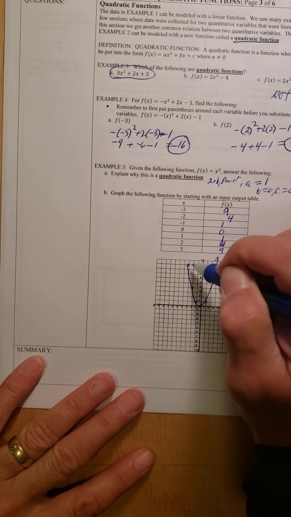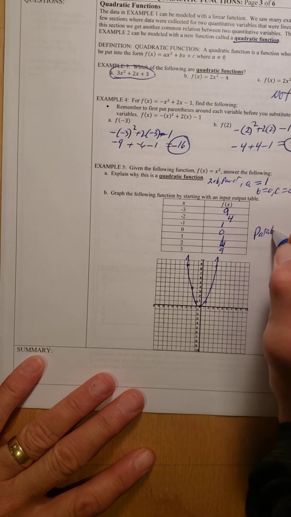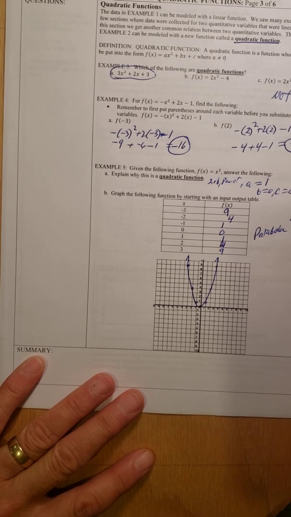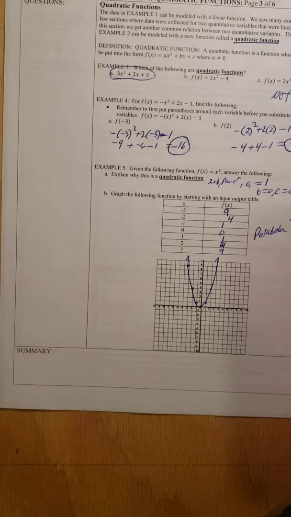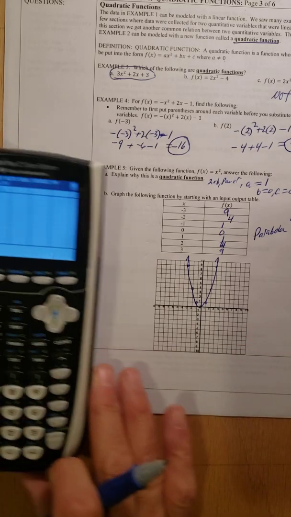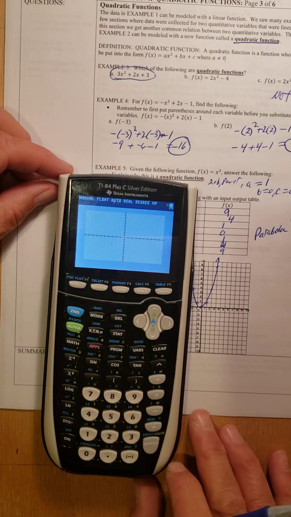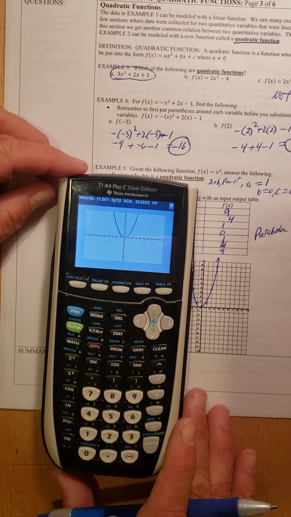Quadratic functions are going to be what we call a parabola. It's U-shaped. So that's always going to be my quadratics. If I hit zoom 6 on my calculator, that's a standard window, we get a nice graph right away. So there's my quadratic.